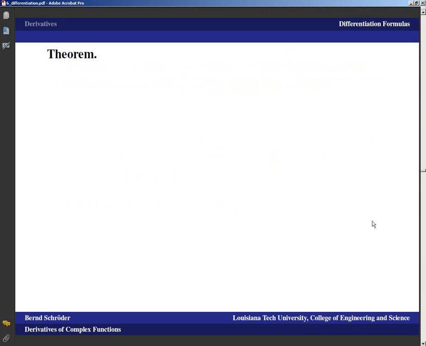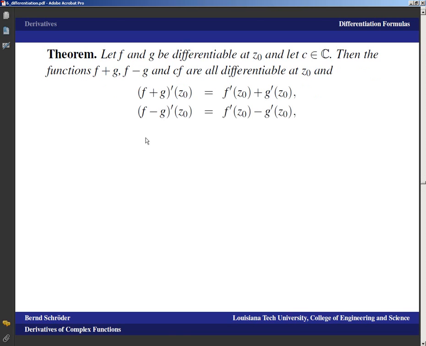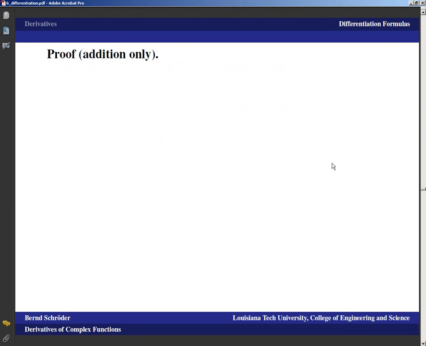And now we're going to talk about differentiation formulas. If we take two functions that are differentiable at z0 and let c be a complex number, then the functions f plus g, f minus g, and c times f are all differentiable at z0. That is something that we also know and recall from calculus, and the same differentiation formulas work out. The derivative of a sum is the sum of the derivatives. The derivative of a difference is the difference of the derivatives. And constants can be factored out of the derivative.